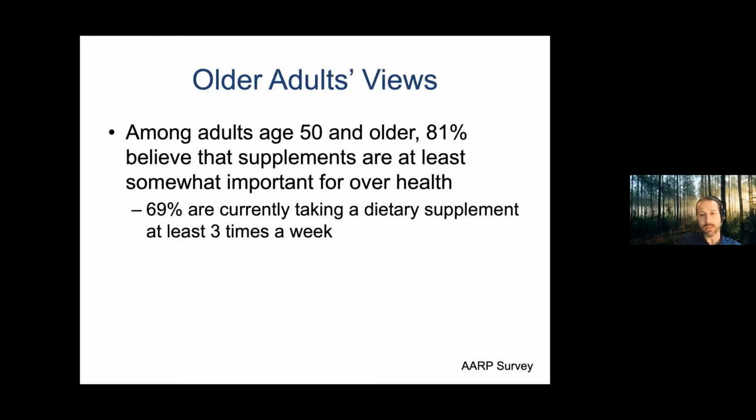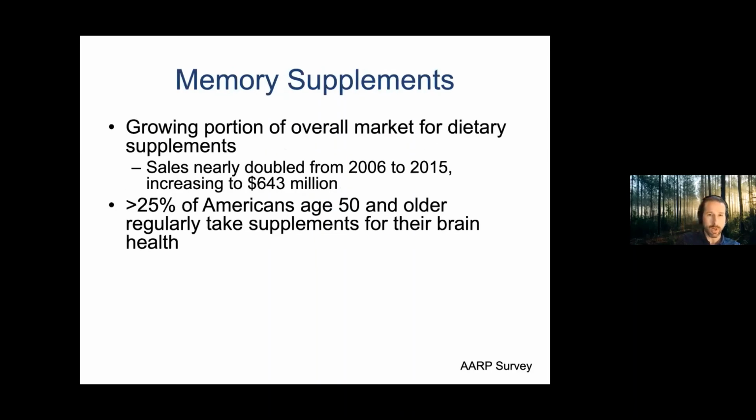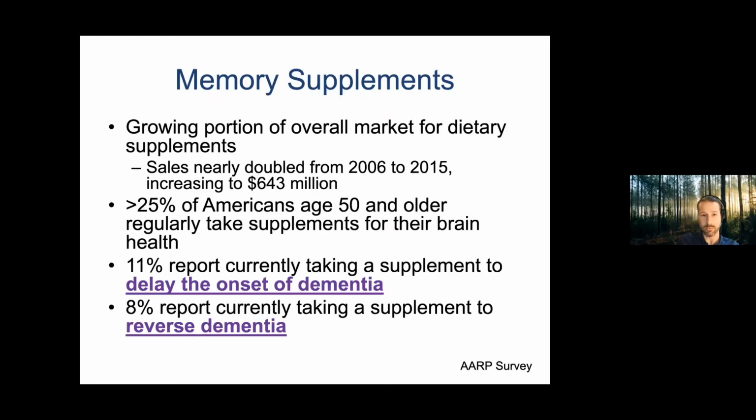So in conjunction with this report, they also conducted an AARP survey. Among adults aged 50 and older, the vast majority believe that supplements are at least somewhat important for overall health. Nearly 3 out of 4 are currently taking one at least 3 times a week. And among supplements, there's this growing market for memory supplements or cognitive enhancers, where sales are rapidly increasing, and more than 1 in 4 Americans aged 50 and older are taking a supplement for their brain health. That's how they would classify it. And this is quite alarming, but 11% report that they're currently taking a supplement that's actually going to delay the onset of dementia, and 8% report currently taking one that is reversing dementia. And so this again is inconsistent with the evidence, suggesting opportunities for education.